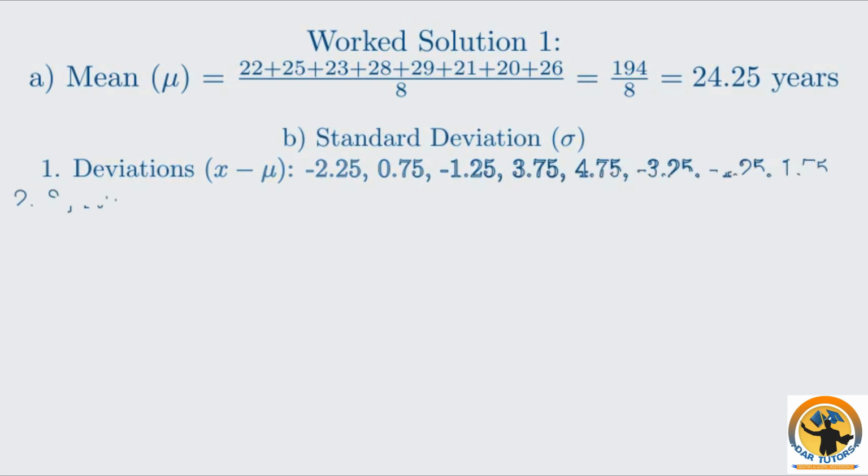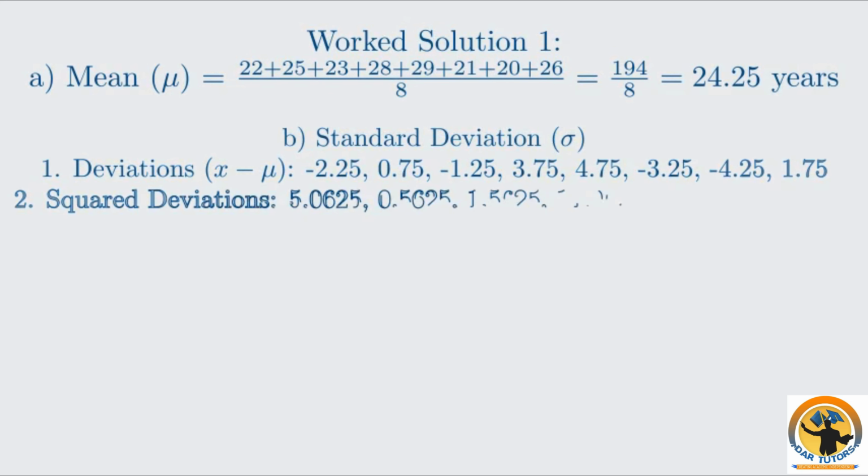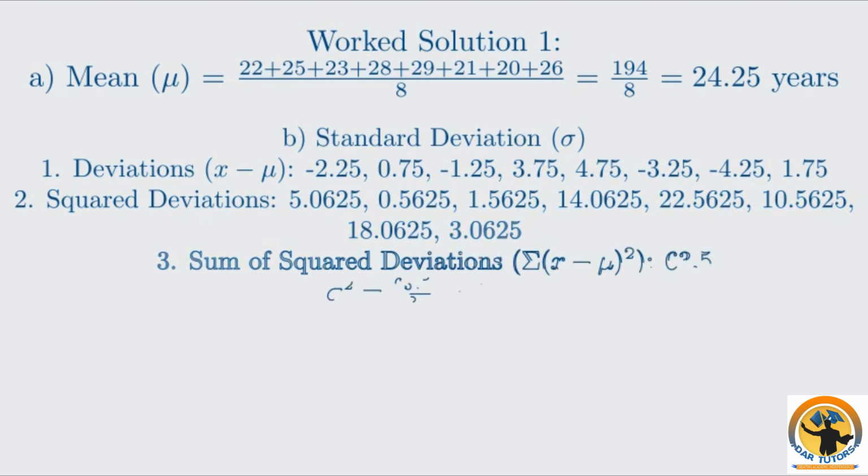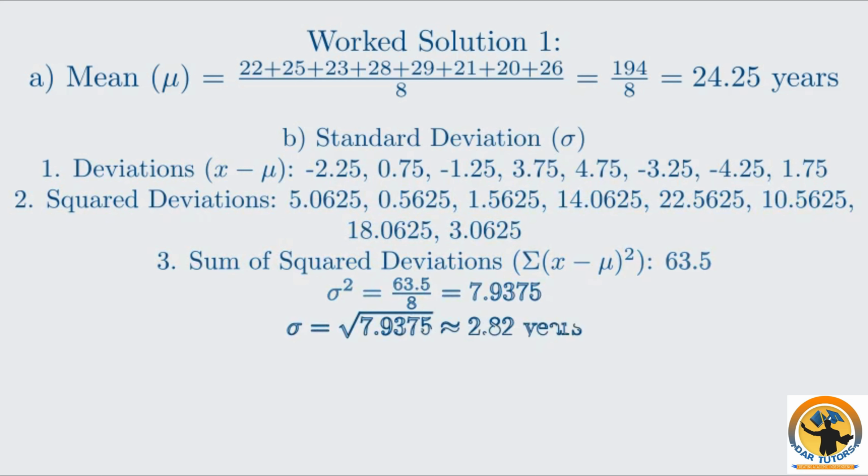The sum of the squared deviations is 63.5, and dividing by 8 gives the variance of 7.9375. The standard deviation is the square root of the variance, approximately 2.82 years.